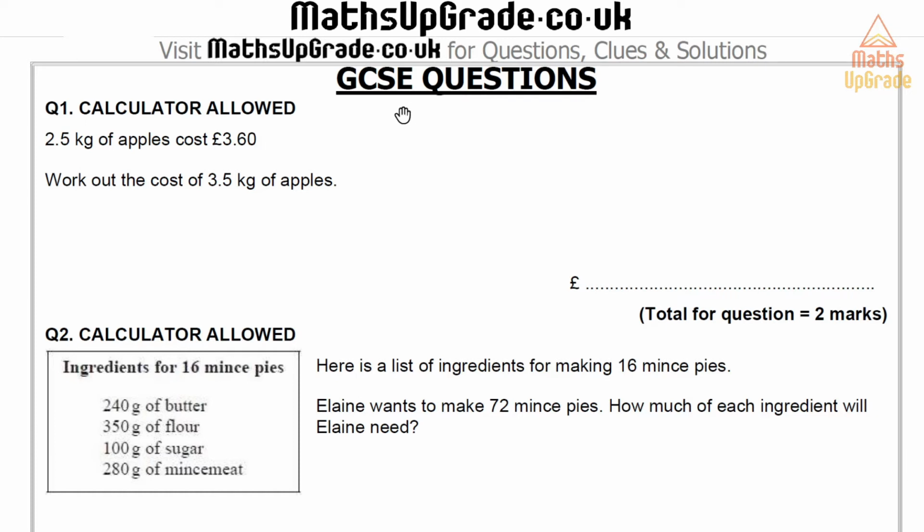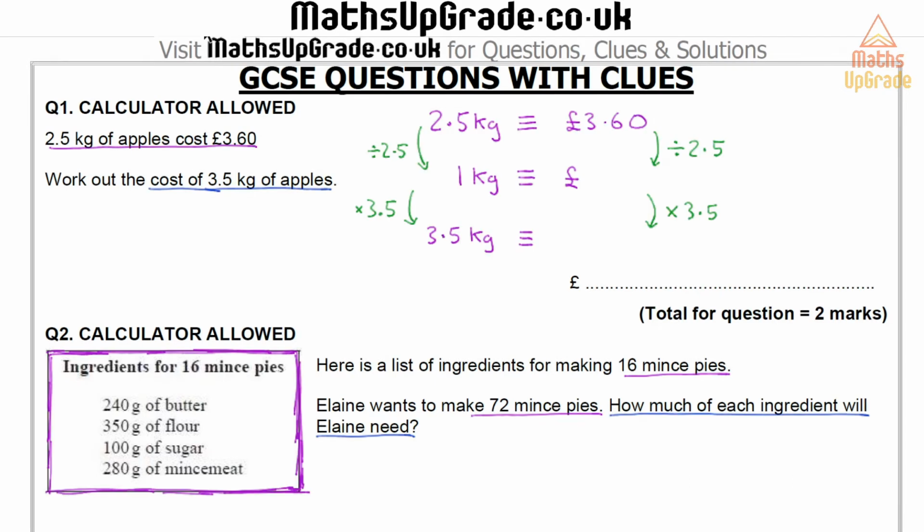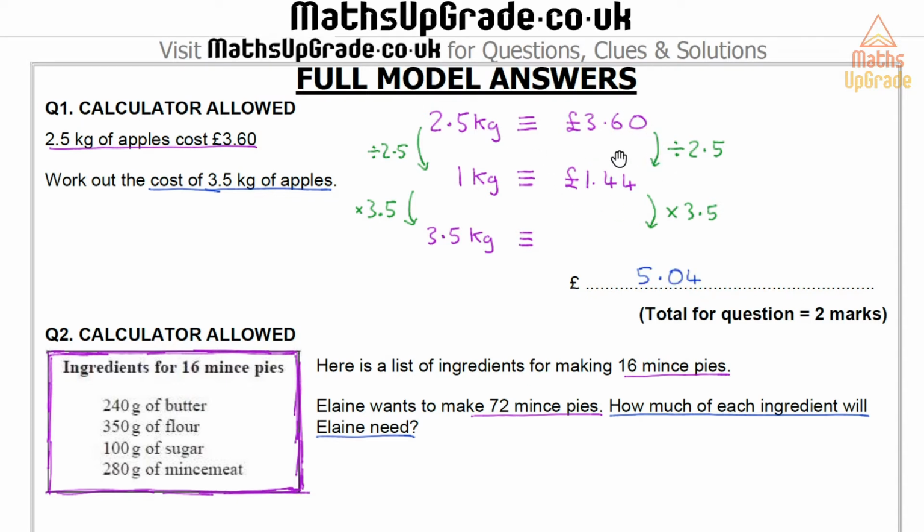So the first question states that 2.5 kilograms of apples cost £3.60. We need to find the cost of 3.5 kilograms of apples. Underlining the key information and writing it as a proportion gives me 2.5 kg is equivalent to £3.60. I'm going to find the cost of 1 kg by dividing by 2.5 on this side. That will give me £1.44 with the calculator. Then to get to 3.5 kg, I just multiply by 3.5 on both sides, which gives me £5.04.